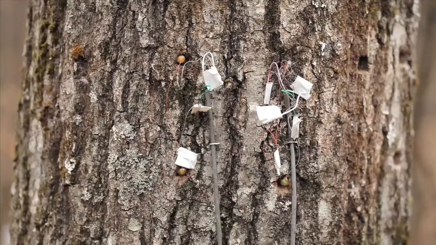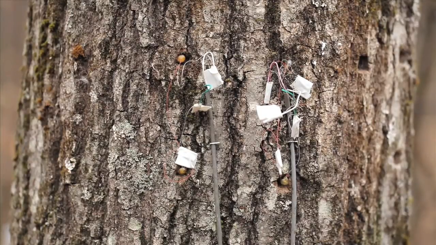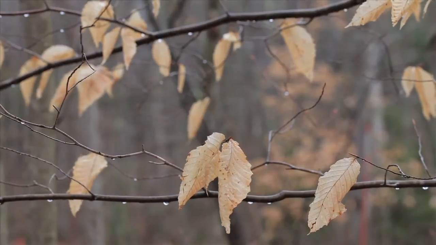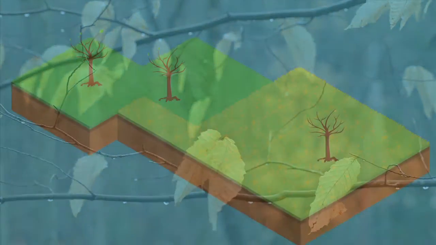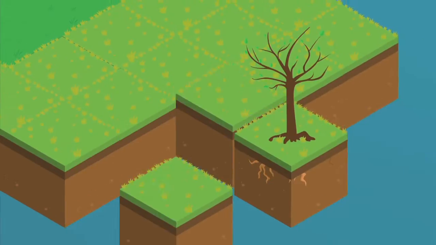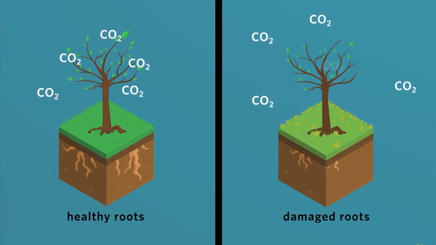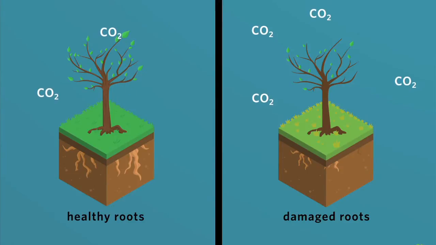If the tree's roots are being damaged and they can't take up as much nitrogen, this could impact other processes going on within trees, such as their ability to take up carbon. And this could create a big positive feedback, because if the trees don't take up as much carbon, there's more carbon left in the atmosphere to lead to more warming, smaller snowpack, greater soil frost.